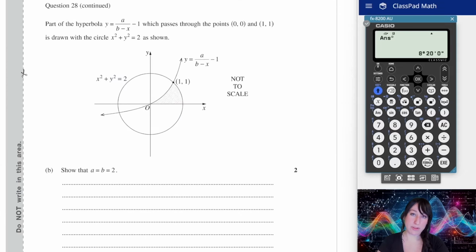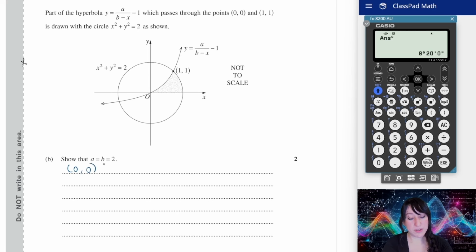Now we have part of a hyperbola y equals a over b minus x, minus 1, which passes through the points 0, 0, and 1, 1, is drawn on the circle x squared plus y squared equals 2 as shown. And for part B, we need to show that a equals b equals 2. So to find a and b, we can use the 2 points that the hyperbola passes through to solve for them. It passes through 0, 0. So that means 0 equals a over b minus 0, minus 1, which means that a over b equals 1, which means a equals b.